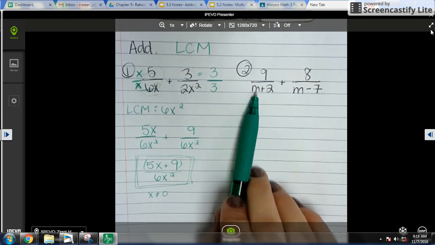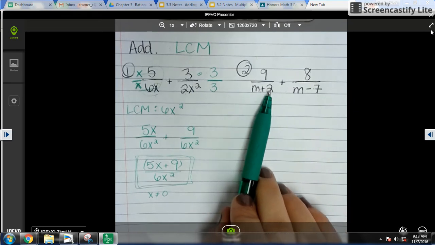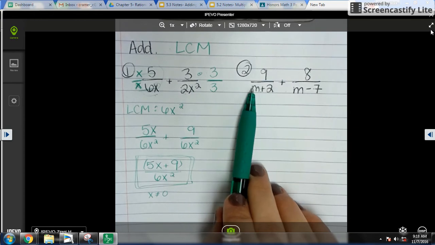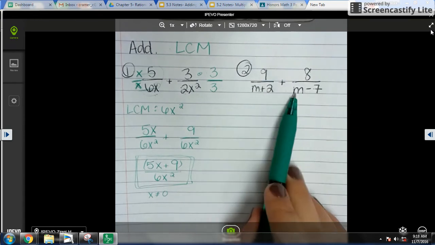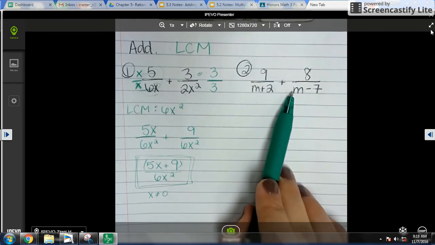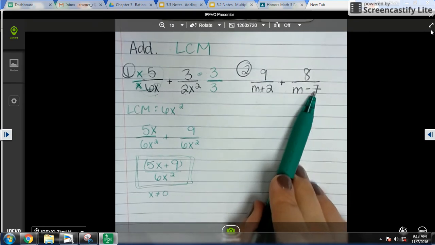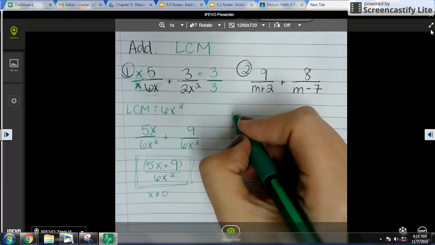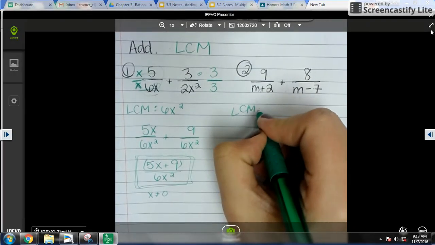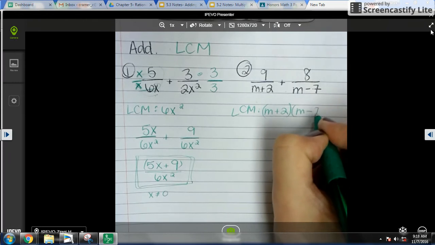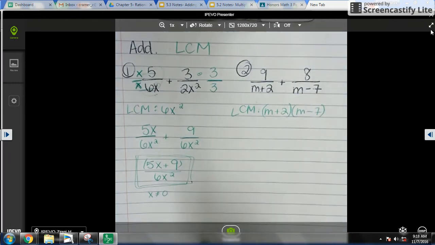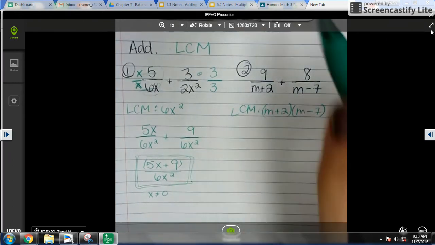But if we multiply in 14, we get 14m squared plus 2. Or if we multiply this side by 7, we'd get 7m plus 14. This side, if we multiplied it by 2, we'd get 2m minus 14. So that doesn't work. So the least common multiple here is actually the product of both of these, m plus 2, m minus 7.